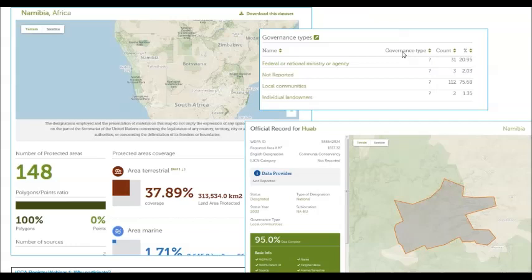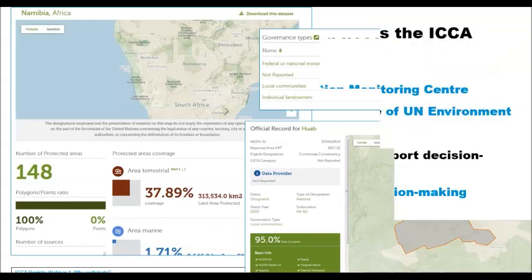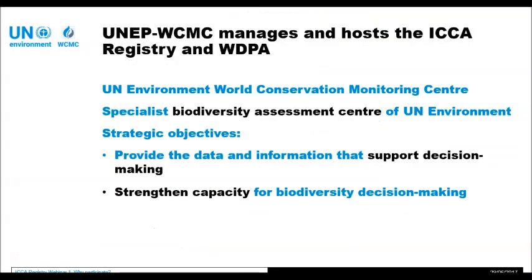Both the World Database on Protected Areas and the ICCA Registry are managed by UNEP-WCMC in collaboration with its partners. To provide more detail on WCMC, the World Conservation Monitoring Centre is a UK-based charity operating as the Specialist Biodiversity Assessment Centre of UN Environment.